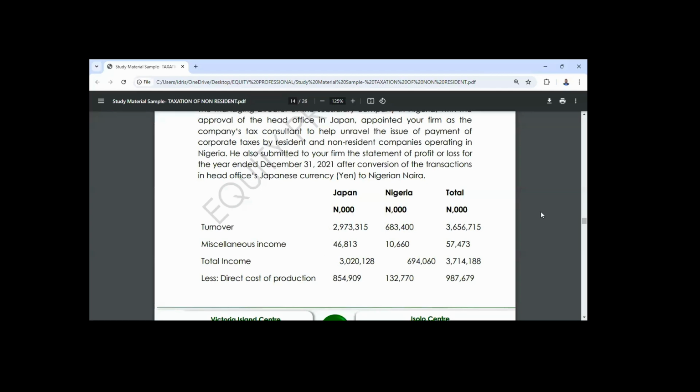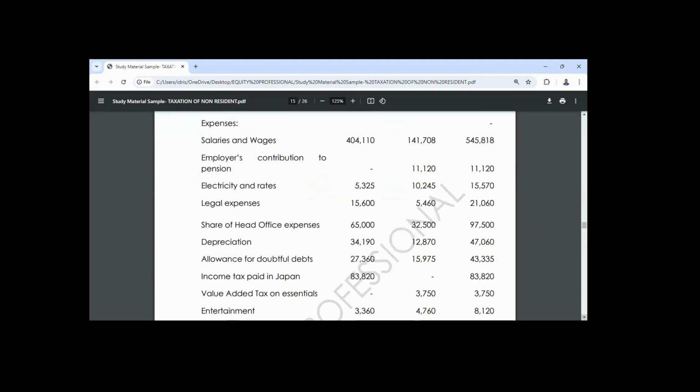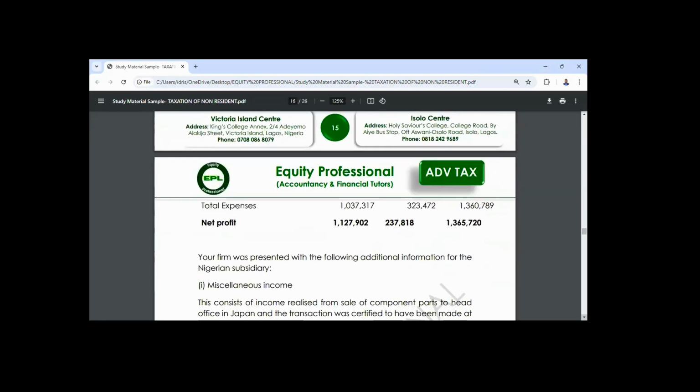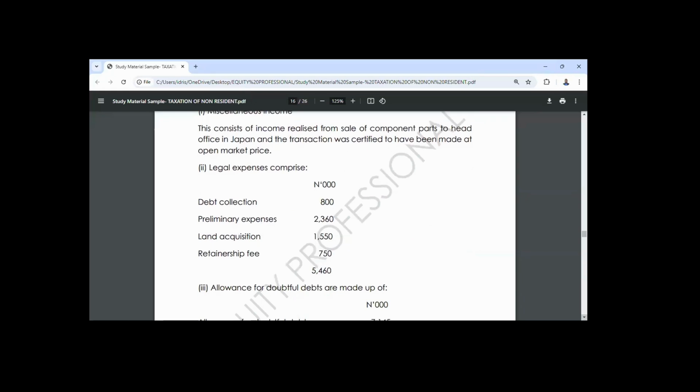So we are given total revenue, total income, production. Expenses are also given. We have different expenses. All these expenses are given to us. At the end of the day, your firm was presented with this additional information. What is the additional information? Miscellaneous income consists of income realized from sales of component parts to head office in Japan, and the transaction was certified to have been made at open market. Legal expenses comprise debt collection, preliminary expenses, land acquisition, retainership fee.